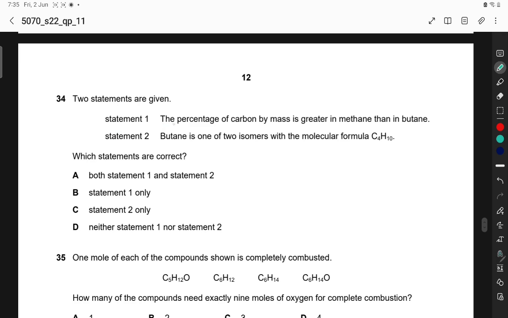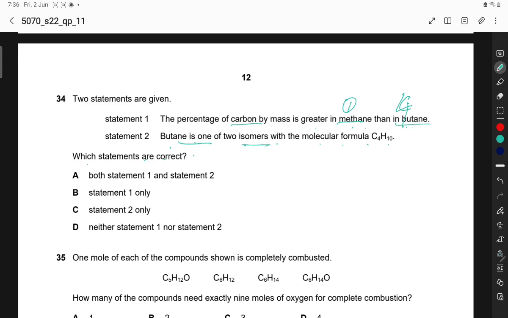Two statements are given. Percentage of carbon by mass is greater in methane than in butane. Methane has carbon 1 and butane has carbon 4. Butane is one of two isomers with the molecular formula C4H10. State which statements are correct?